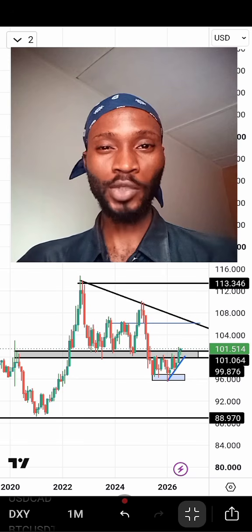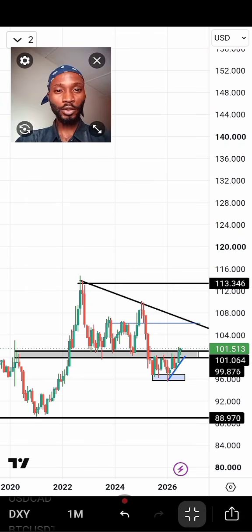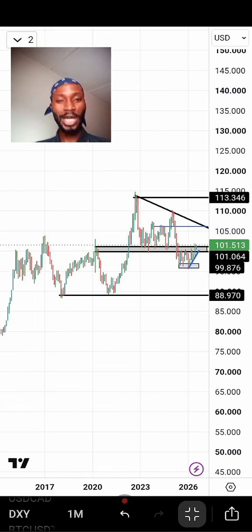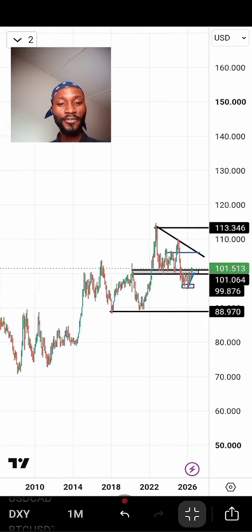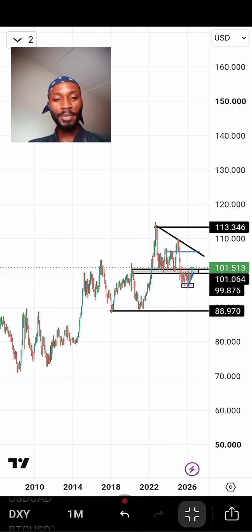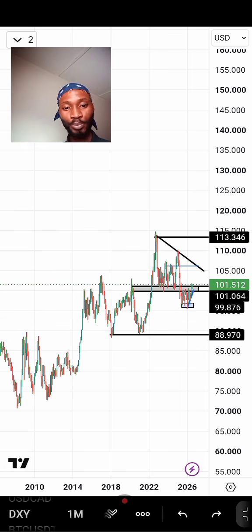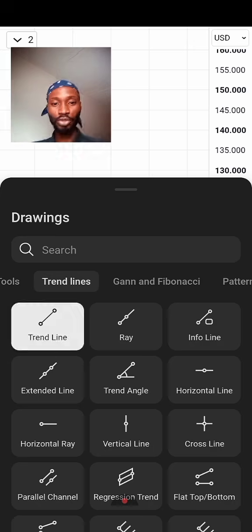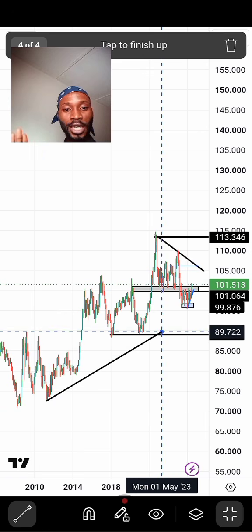Now let's look at the technical side, because this is very important. From the technical side, we are actually giving it a macro view. This is from the higher time frame, the monthly chart, by the way. If you're trading a lower time frame, you may not necessarily need all of these things that I'm pointing out, because maybe you're a day trader. But if you're looking at it from a position trader or a swing trader side, this is very important.